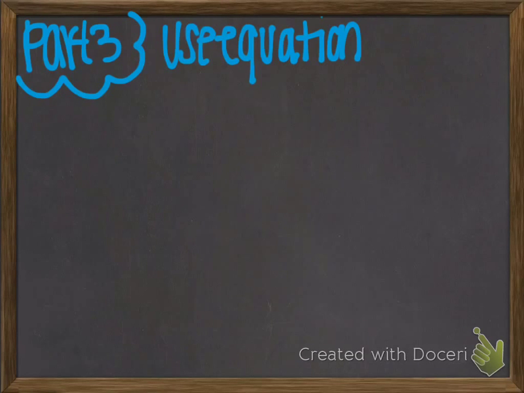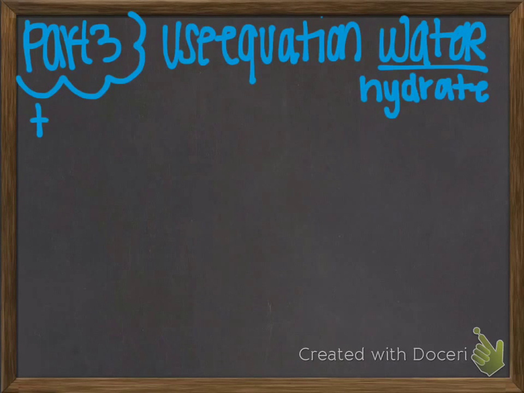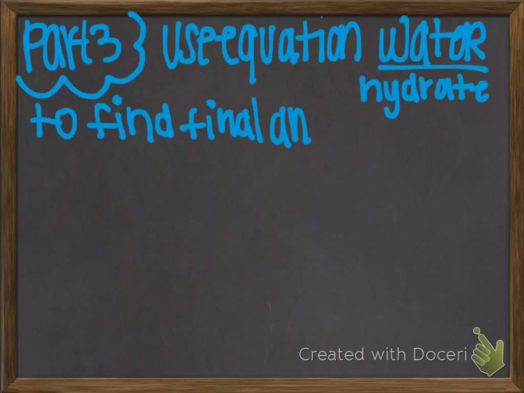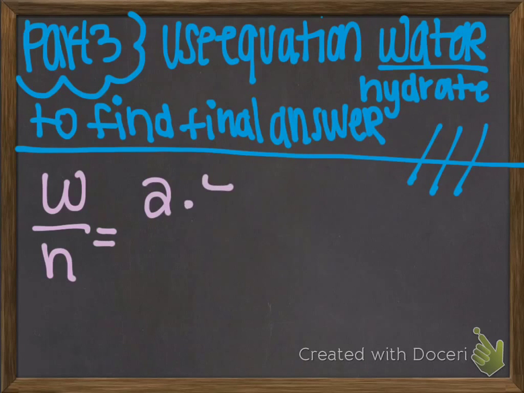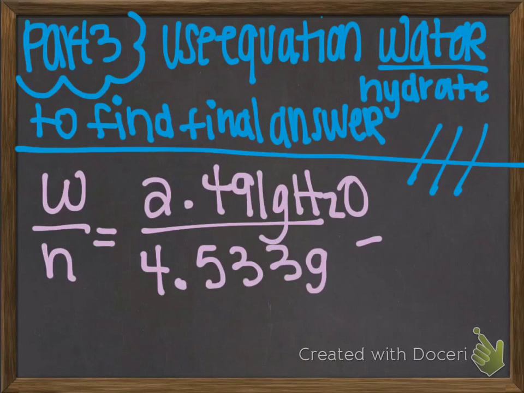In the third step, we're going to use the equation water over hydrate to find the final answer. Water over hydrate equals 2.491 grams H2O over 4.533 grams, which gets you 0.5495.